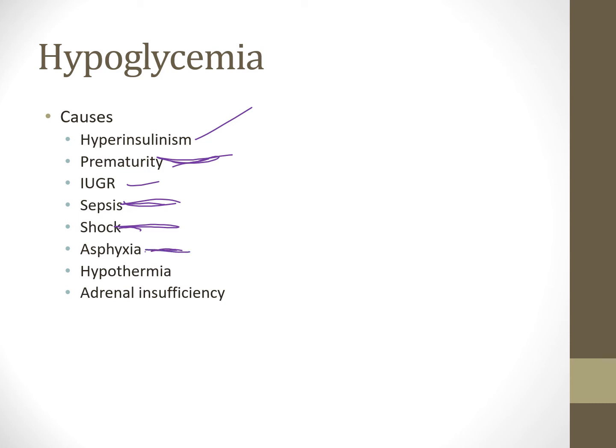Asphyxia, of course, is going to cause hypoglycemia because there was no oxygen being delivered to the tissues. Then you're looking at the Krebs cycle and all that business.